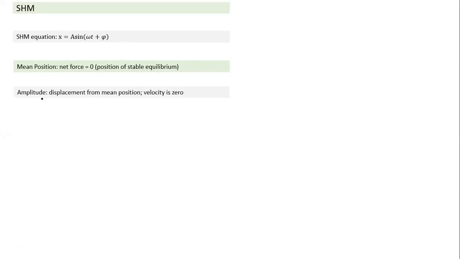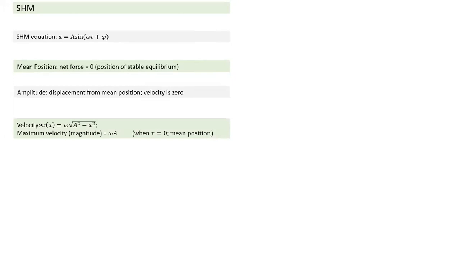We call something amplitude. Amplitude is the maximum displacement from mean position, a point where velocity becomes zero. At the extreme point, that's the only point where velocity is zero. And velocity as a function of displacement from mean position, this is the expression for velocity at a distance x from the mean position. From here, we can easily notice velocity is maximum when x is zero. At mean position, velocity is omega A.